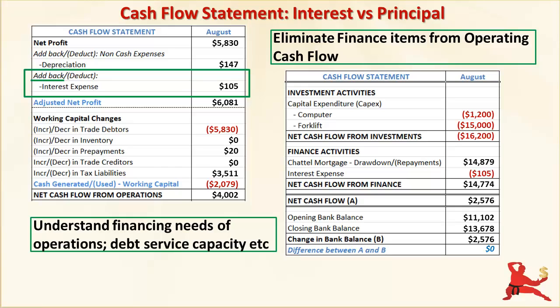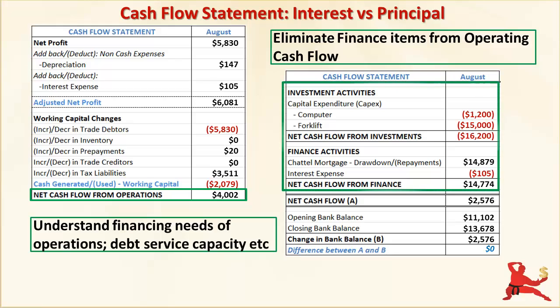Now, to do this, we add back interest expense to the net profit figure, and we show the interest expense as a cash outflow under finance activities. We had $4,002 generated from operating activities. We spent a total of $16,200 on equipment for the business this month. But because we financed the forklift purchase with debt, the cash flow impact of this is only $1,426, $1,200 for the computer and $226 for the installment payment for the forklift.